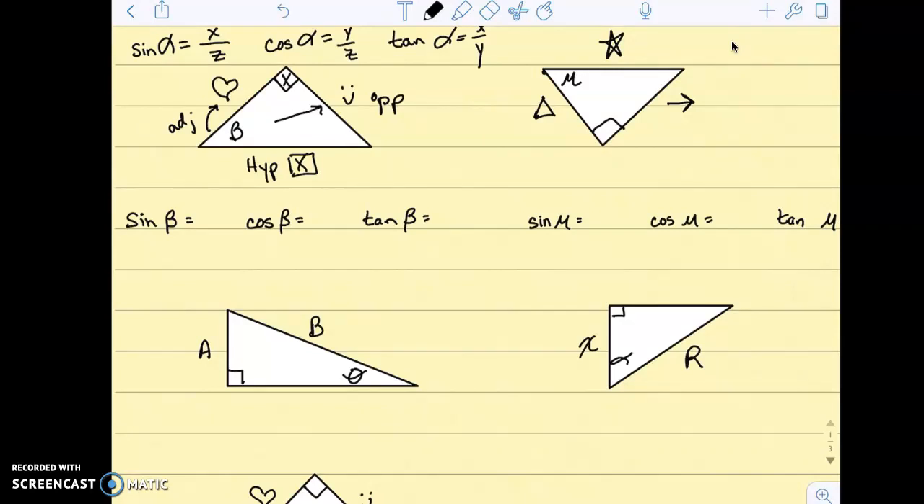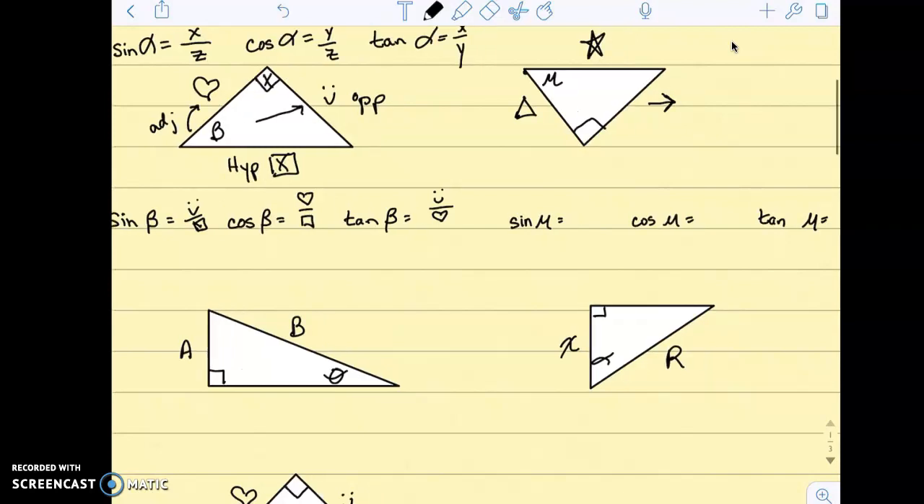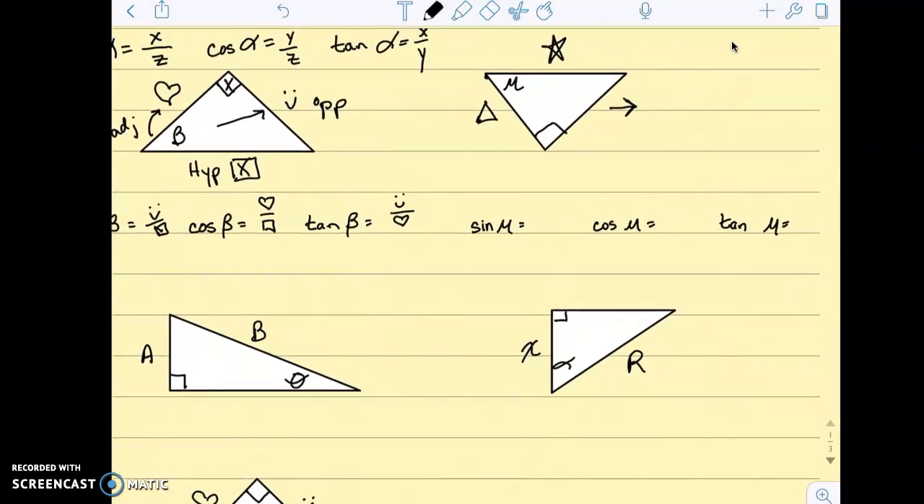Go ahead and pause the video and write your sine, cosine, and tangent ratios. Sine is smiley face over square. There we go. Cosine is heart over square. And tangent is smiley face over heart. Last one. Go ahead and do the whole thing yourself.